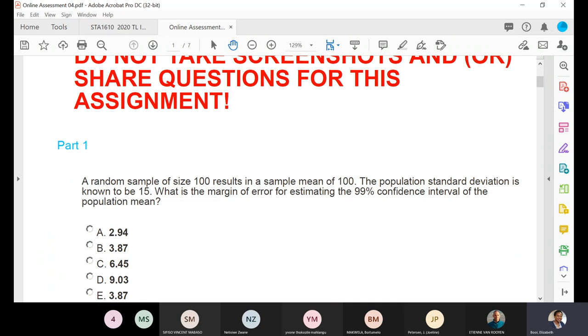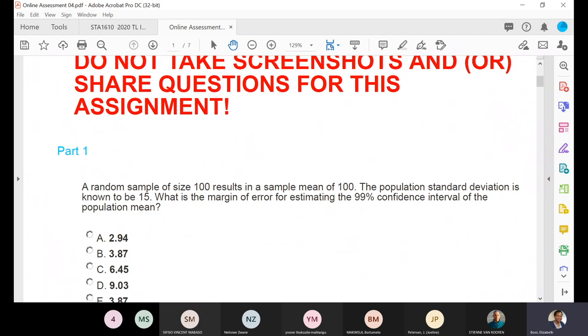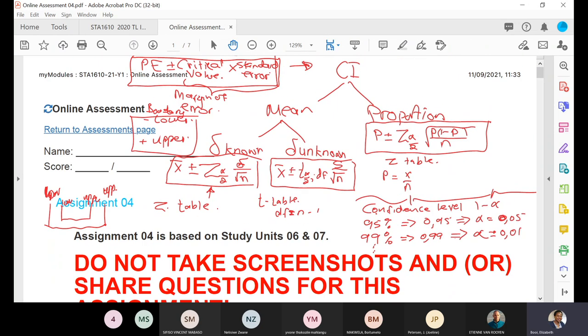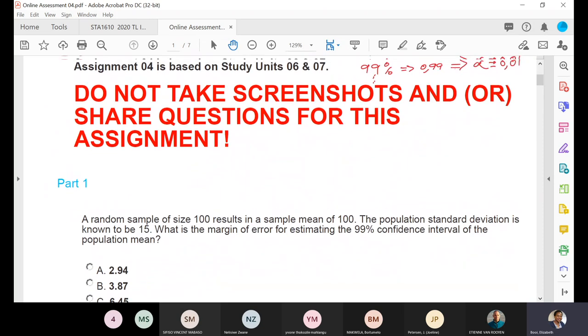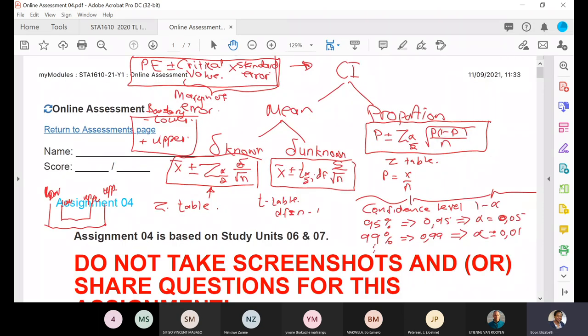Okay, so now, the first question they are asking. A random sample of size 100 has a sample mean of 100. The population standard deviation is known to be 15. What is the margin of error of estimating a 99% confidence interval? The first question that you need to ask yourself is, am I doing a confidence interval for the mean or the proportion? We're doing it for the mean because they gave you the mean and the standard deviation. So it means we're doing the confidence interval for the mean.